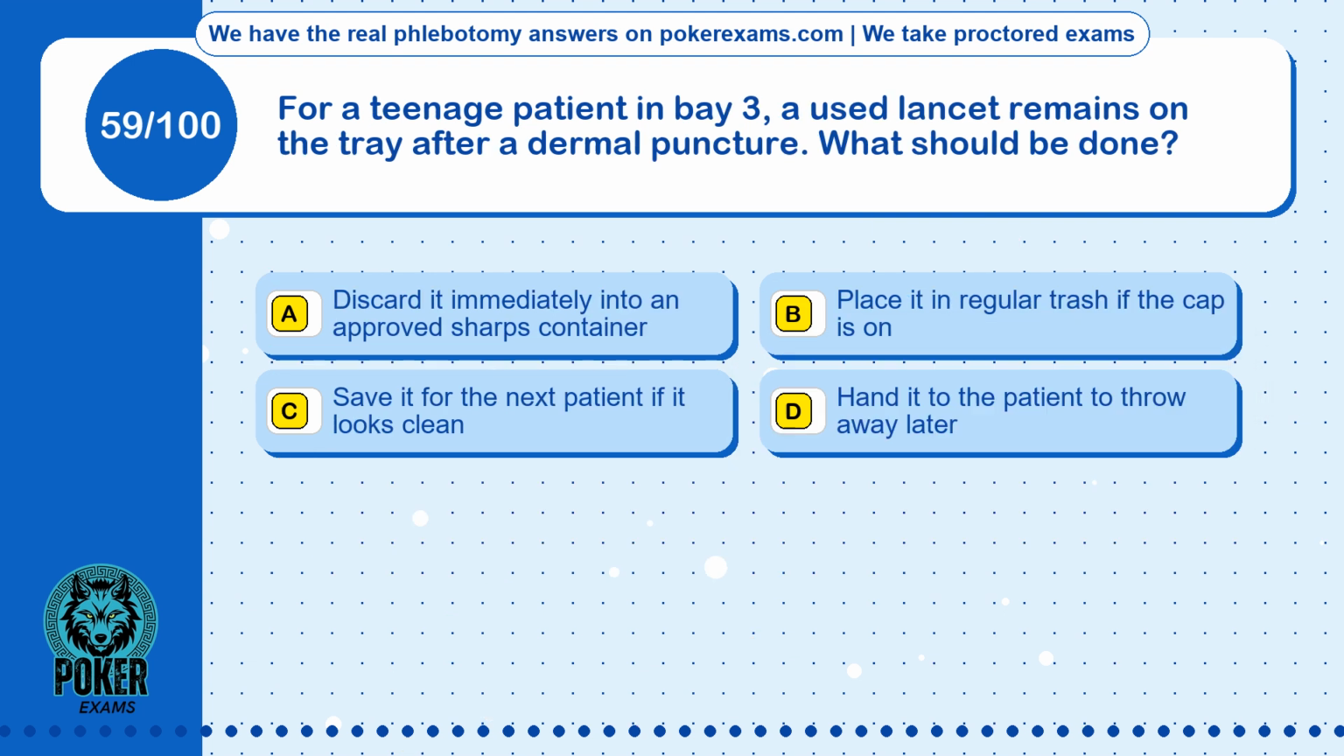Question 59. For a teenage patient in Bay 3, a used lancet remains on the tray after a dermal puncture. What should be done? Option A. Discard it immediately into an approved sharps container. Option B. Place it in regular trash if the cap is on. Option C. Save it for the next patient if it looks clean. Option D. Hand it to the patient to throw away later.